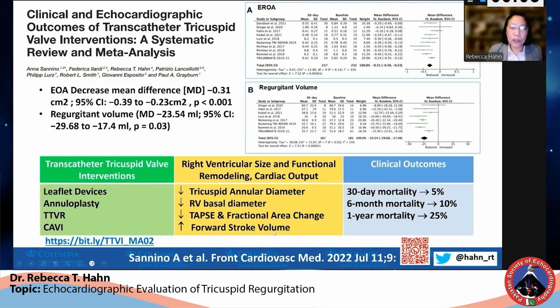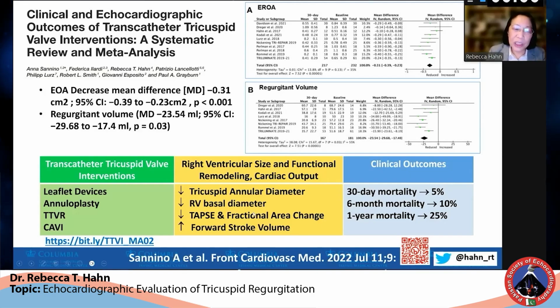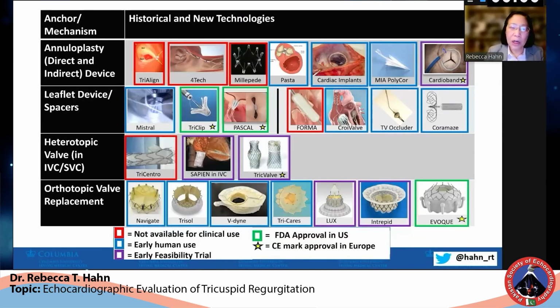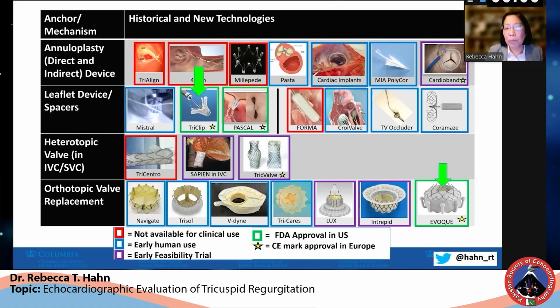But there's also an associated increase in forward stroke volume. And studies have suggested that the decrease in function seen after TTVI does not determine outcomes, but rather the increase in stroke volume will improve outcomes. So the last task is, of course, to determine eligibility for transcatheter device therapy. There are multiple CE mark approved devices in Europe and, of course, 2 now in the United States.